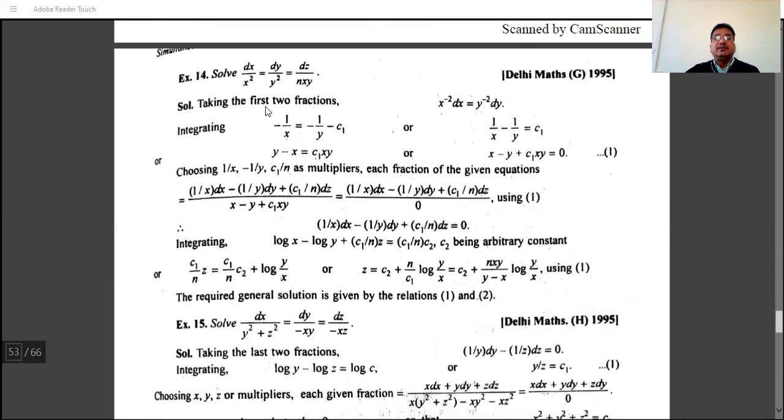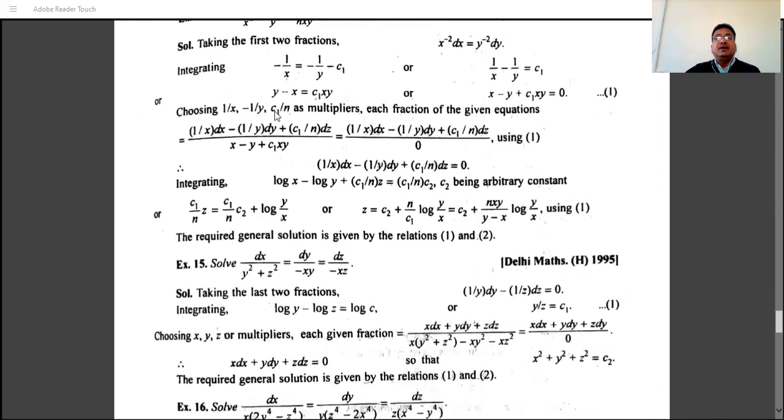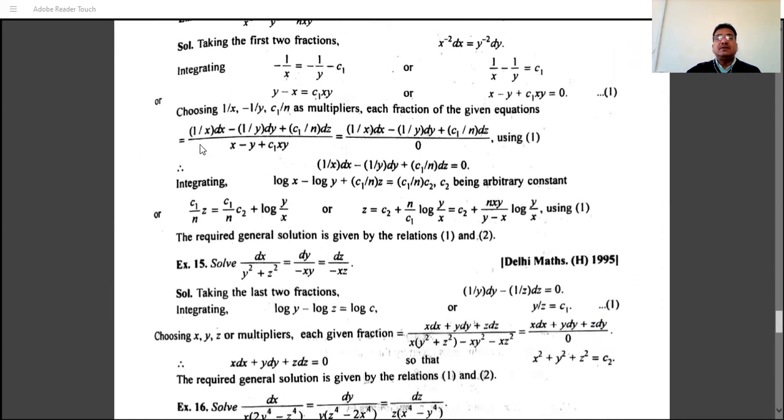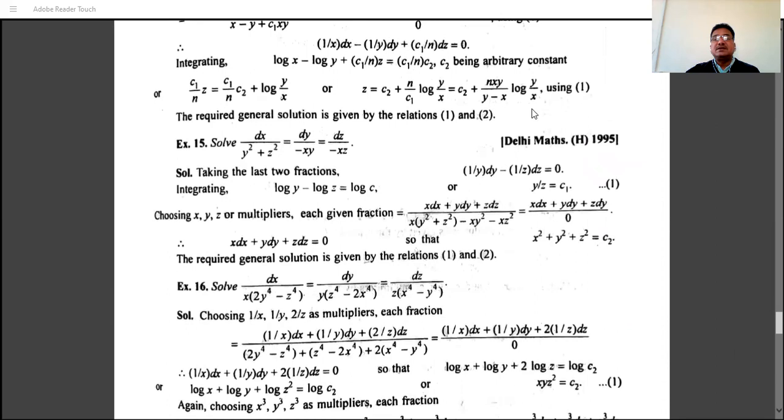Next, problem number 14: the multipliers are 1 by x, minus 1 by y, and so on. By considering the first two fractions, we have one solution, and by using the multipliers 1 by x, minus 1 by y, and so on, we have another solution, the second solution. And then the first and second give the general solution of the given differential equation.